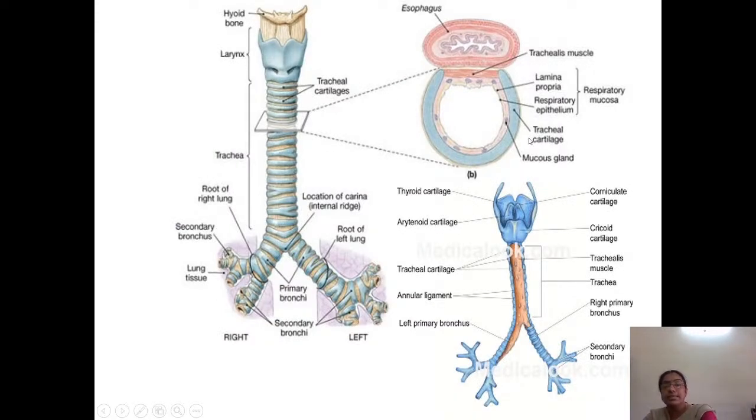This is a C-shaped structure made up of hyaline cartilage anteriorly. Posteriorly the trachealis muscle is present. Histologically, it is lined by pseudostratified ciliated columnar epithelium with goblet cells.